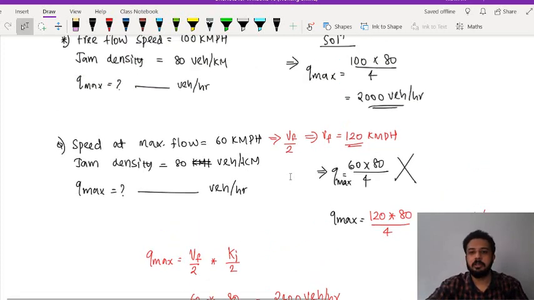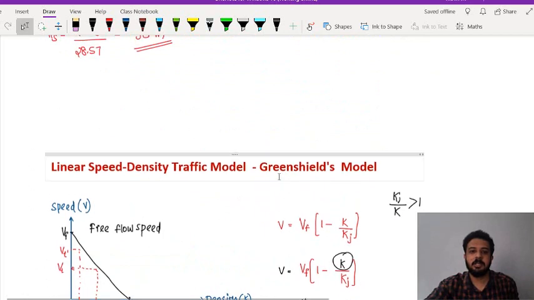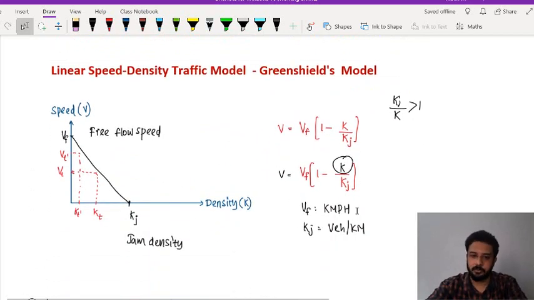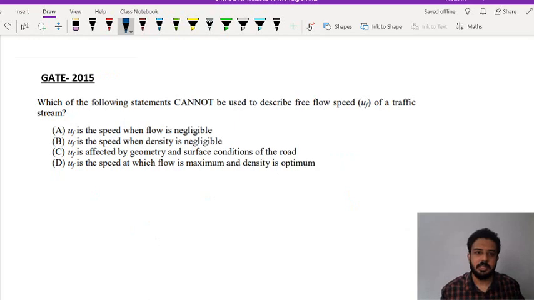Now what we will do, we will solve some previous GATE questions, and to understand this equation also, V is equal to Vf into 1 minus K by Kj. Using this equation also, we will see some questions. Okay. Yes, you can see a question on the screen, previous GATE question.